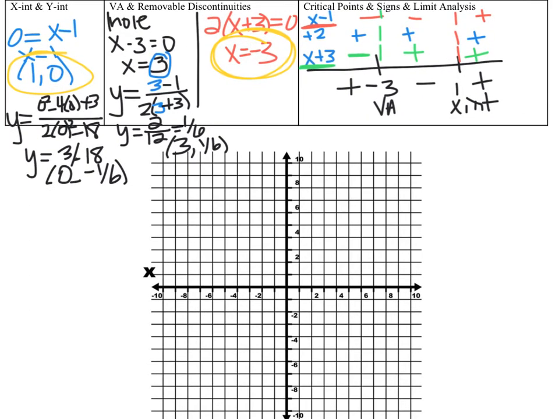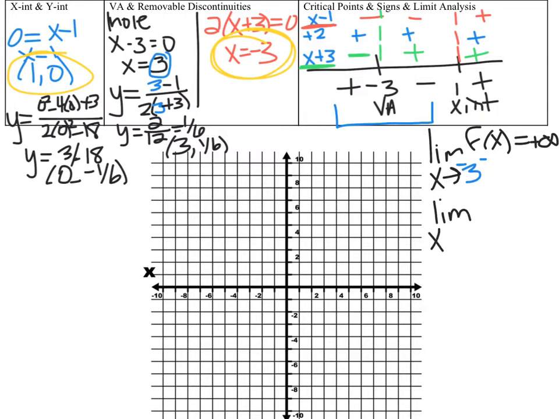Okay, we'll do our vertical asymptote limit analysis, and then we're ready to graph. So for my limit analysis, limit as x approaches negative 3, our vertical asymptote, from the left, I'm looking at this part of my sign chart. To the left of that is a positive. So that means my function will be going to positive infinity. As x approaches negative 3 from the right, it says minus, so that's going towards negative infinity.